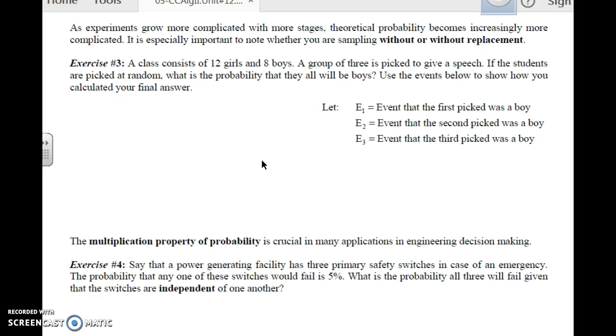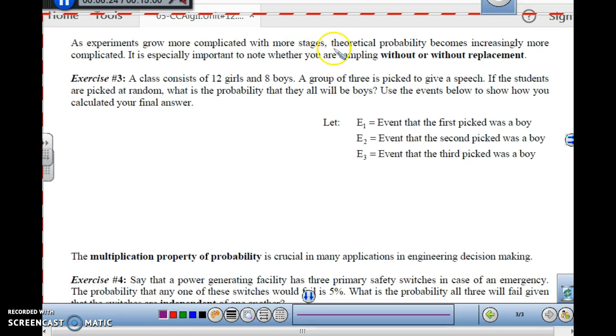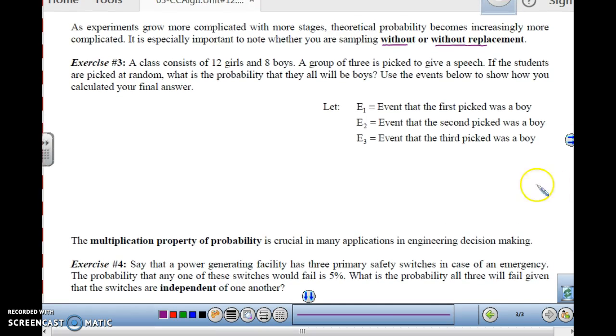All right, now as experiments grow more complicated with more stages, theoretical probability becomes increasingly more complicated. It is especially important to note whether you are sampling with or without replacement. That makes a difference when you are pulling your probabilities, if you put something back. All right, so let's look at exercise 3. A class consists of 12 girls and 8 boys. A group of 3 is picked to give a speech. If the students are picked at random, what is the probability they will all be boys?